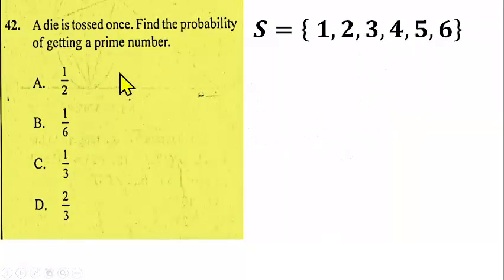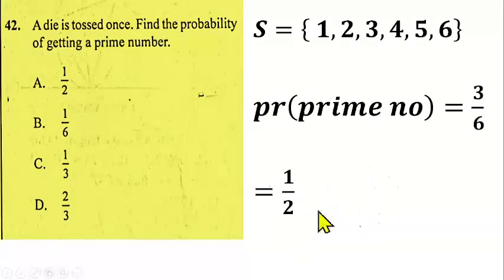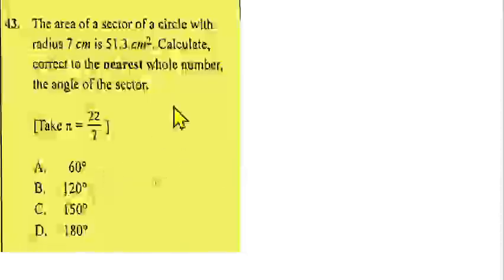So the probability of getting a prime number here will be those numbers which are prime. How many prime numbers do we have there? It is 3. That will be 3 out of 6. And if you reduce that, that will give us 1 over 2, which is option A for question number 42. Question number 43 is from the mensuration of plane shapes.